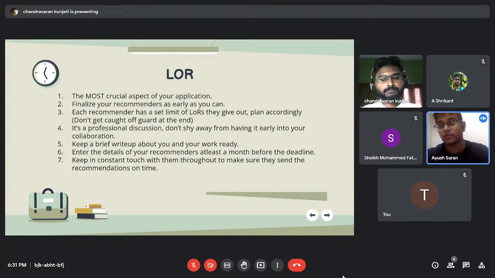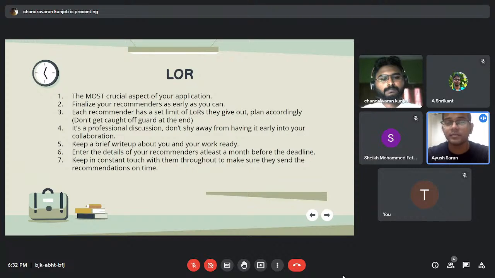One crucial thing you need to keep in mind about your LOR is you need to finalize your recommenders as early as you can. The reason I say this is because, say the minimum number of LORs a university requires is 3. So you have to submit three LORs mandatorily, or else your application is just going to be invalid. And if it's invalid, there's literally no point. So you have to arrange three people who are going to recommend you.